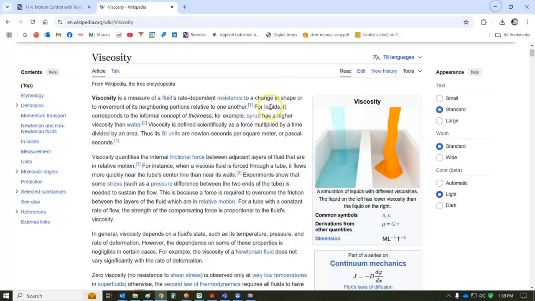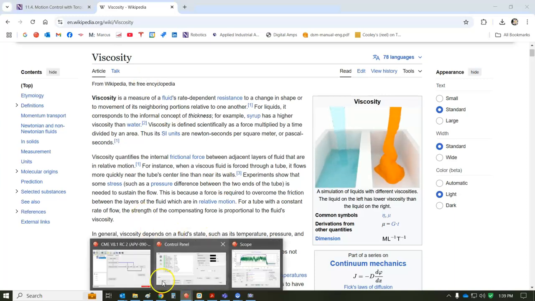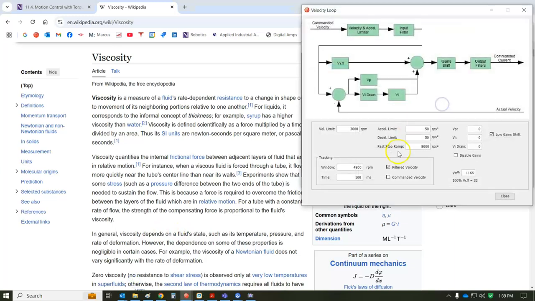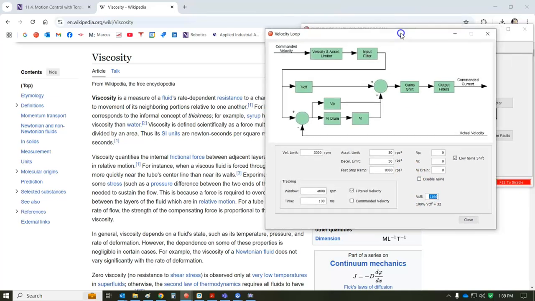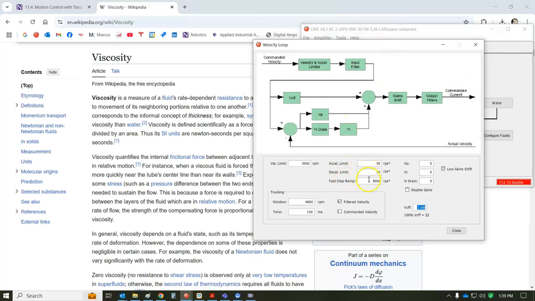So if we take a look at viscosity, if it's very thin like air, it flows quickly. If it's thick and goopy like peanut butter, it's a little thicker. So as the viscosity goes up, you need more torque to overcome it, and you need to apply more current. And so this brings us to a question of, what is this VcFF, velocity current feed forward? So to overcome the viscosity, we would need to apply a current based on the command for velocity.